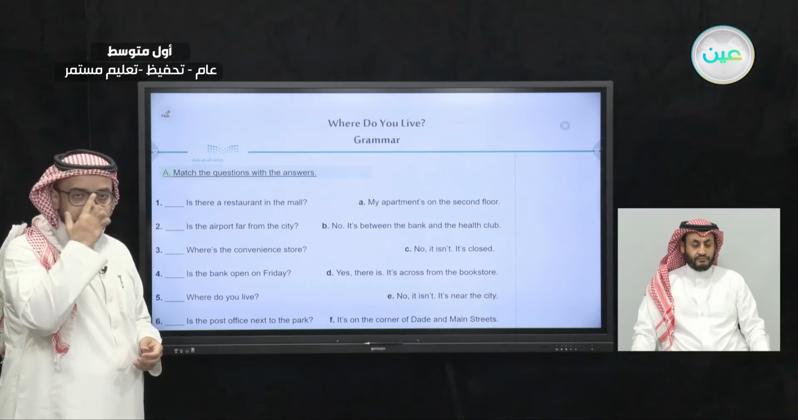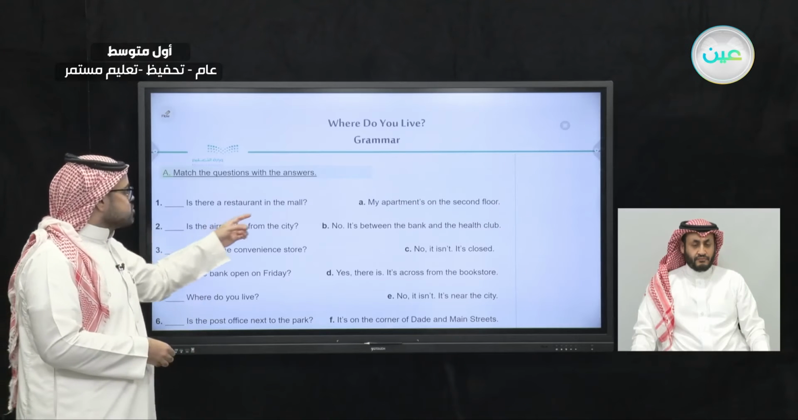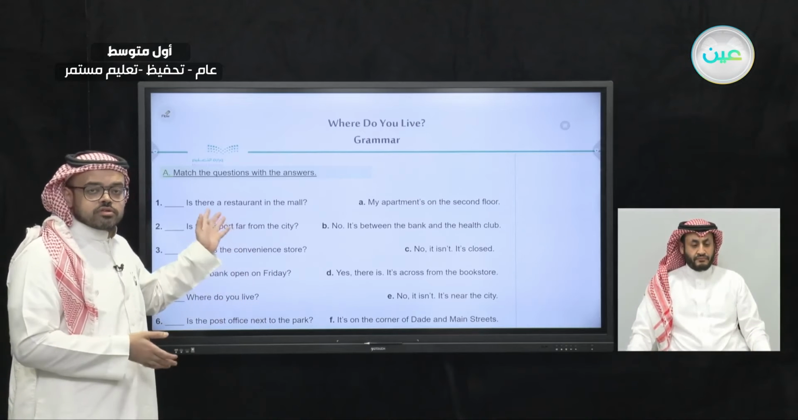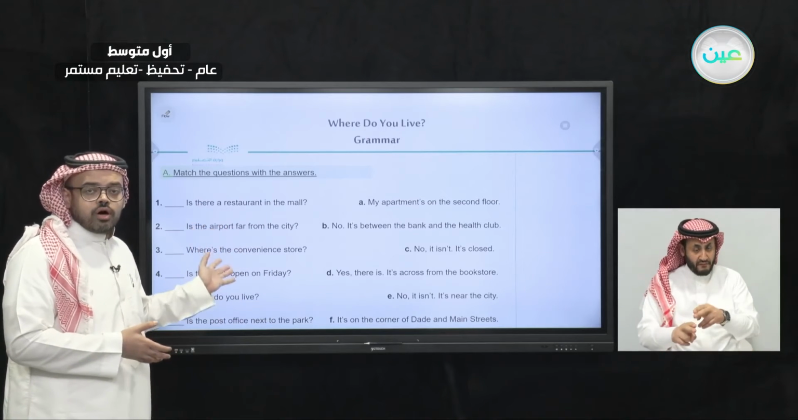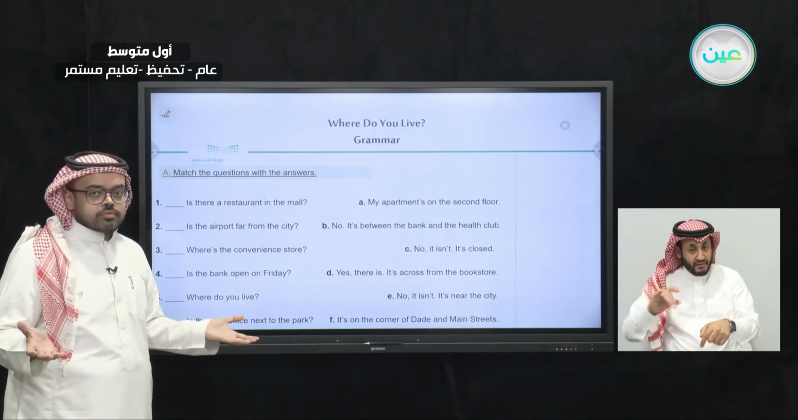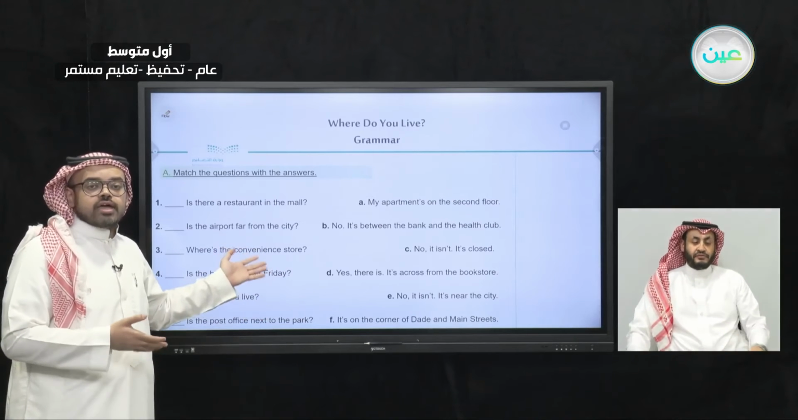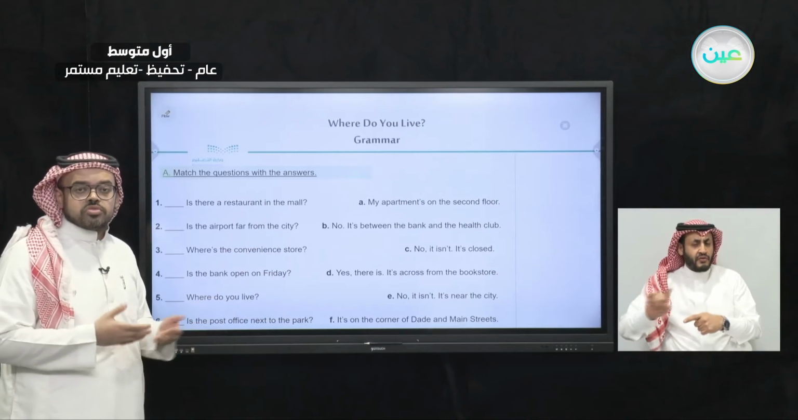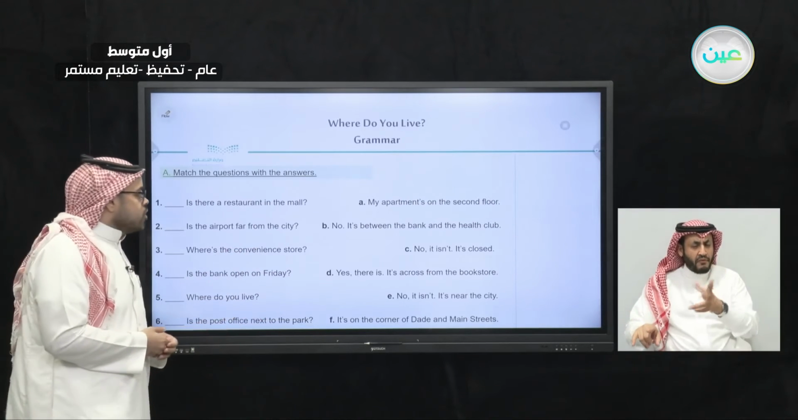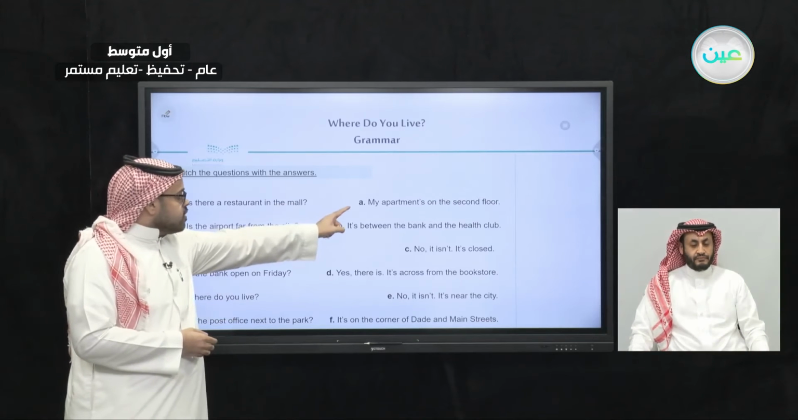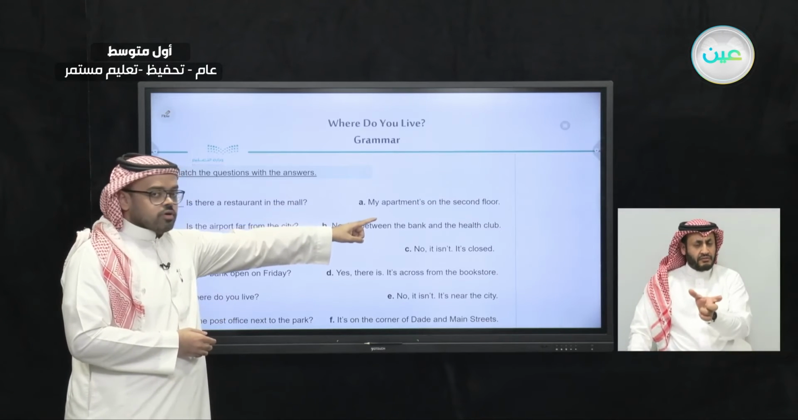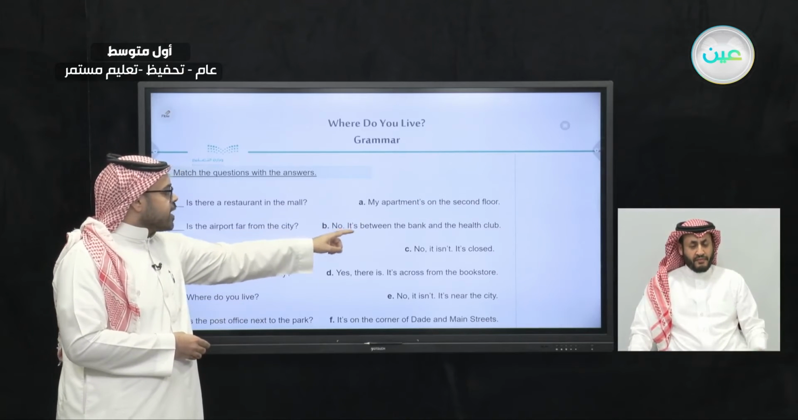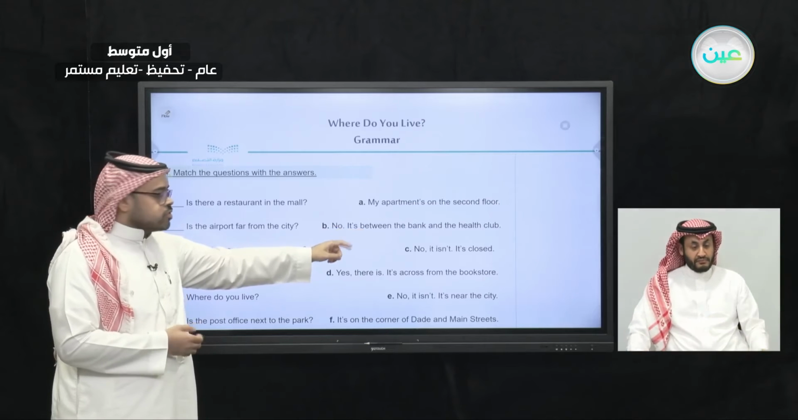Let's start with the first question. Is there a restaurant in the mall? So we have learned before that any question started with is or are, these are what? Very good. These are yes and no questions. So we should look for the answers that start with either yes or no. So the answer A says, my apartment is on the second floor. B, no, it is between the bank and the health club. This could be the answer.